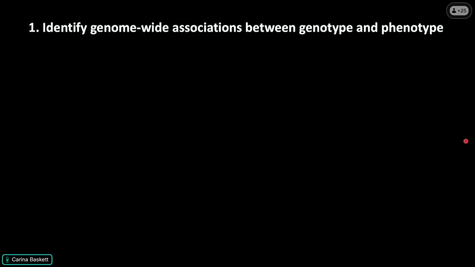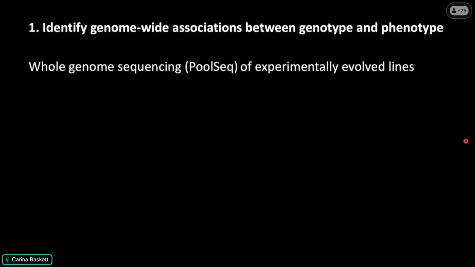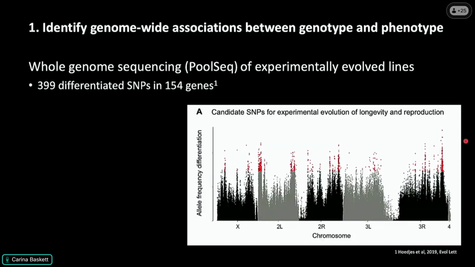So this is a general pattern, but what I wanted to do was to identify genome-wide associations between genotype and phenotype. So where in the genome is this adaptation happening? As I said, we did whole genome sequencing, so PoolSeq, of the experimentally evolved lines. And I was particularly interested in the contrast between the early and the late reproducers because I got a grant to work on longevity. People want to fund research on aging and longevity, so that's what I worked on.